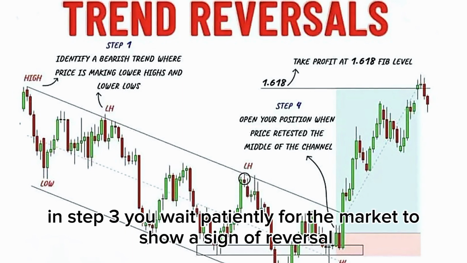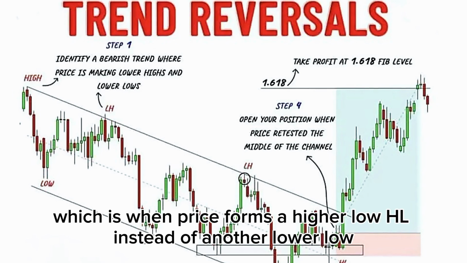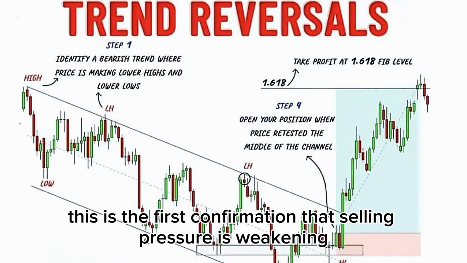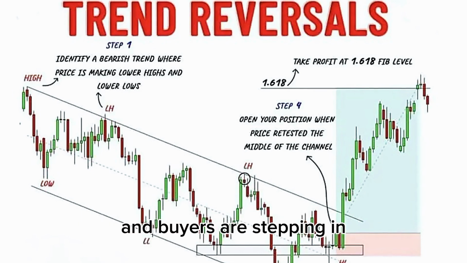In Step 3, you wait patiently for the market to show a sign of reversal, which is when price forms a higher low, HL, instead of another lower low. This is the first confirmation that selling pressure is weakening and buyers are stepping in.